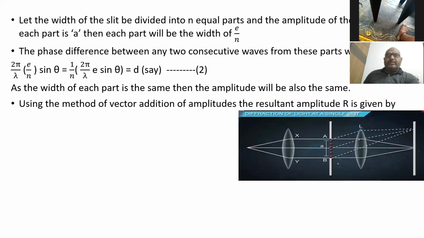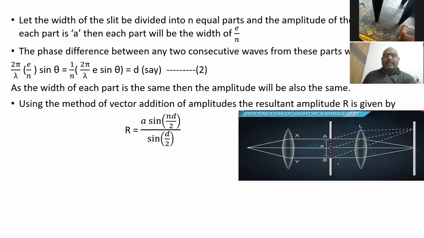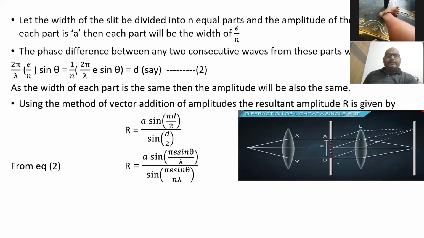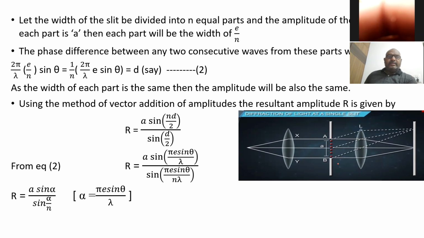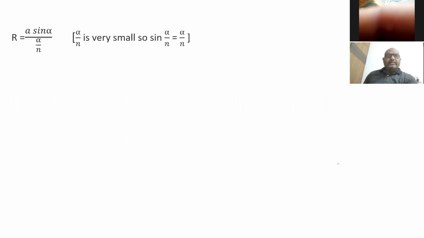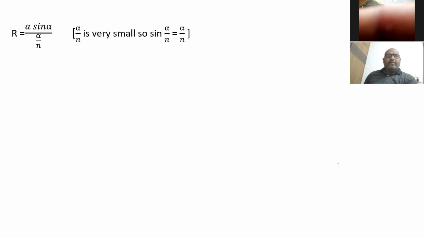Using the vector addition method of the amplitude, R is given by R is equal to a sine n d by 2 by sine d by 2. And from equation 1 and equation 2, R is equal to a sine of pi e sine theta by lambda, by sine of pi e sine theta by n lambda. And the simplification is R is equal to a sine alpha by sine alpha by n, where alpha is equal to pi e sine theta by lambda.